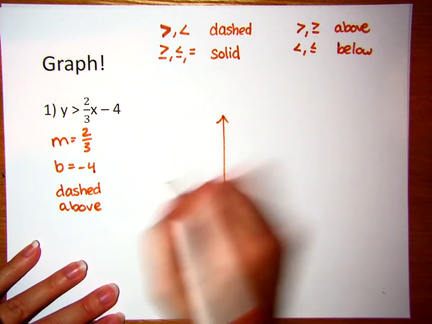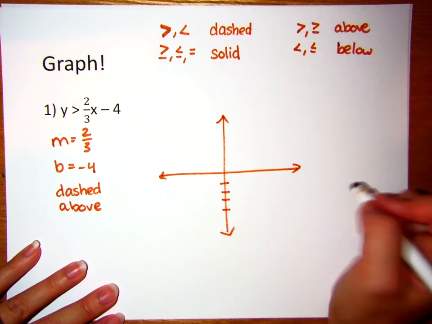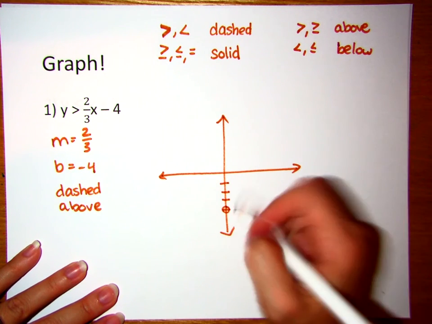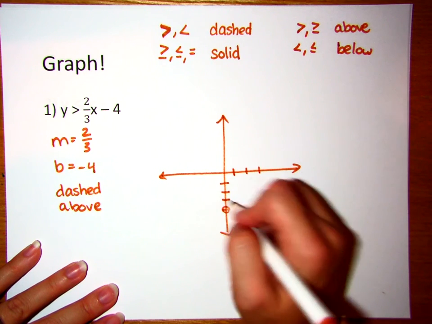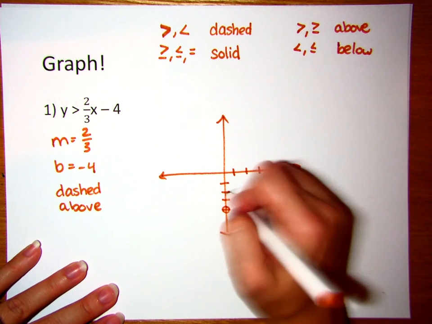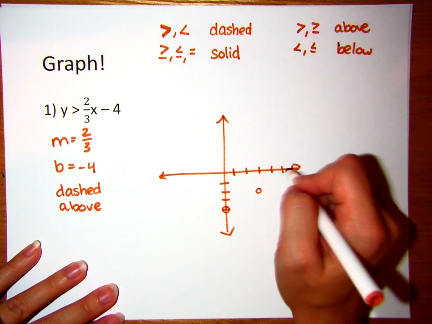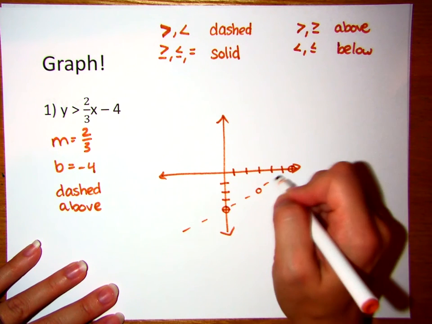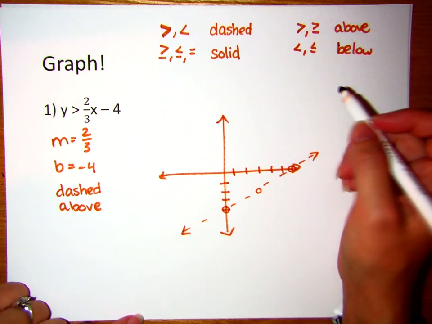So we're going to go ahead and draw our graph, beginning with -4. If it's a dashed line, that means we can't fill in the dot. It's going to be an open dot. We start here, and then we rise 2, run 3, and we could do it again if we wanted to. Rise 2, run 3: 1, 2, 3. And so a dashed line through here is where we're going.